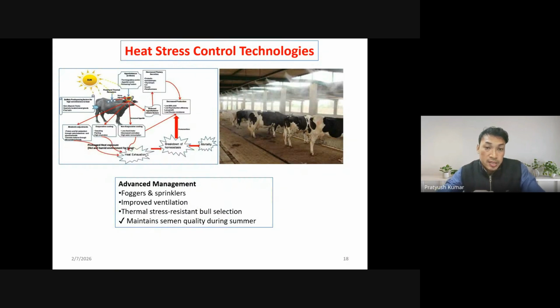I told you about the stresses, heat stress control. This is very important, mainly in the buffalo. Summer stress gives poor semen quality. For that, the bull semen station should be well equipped with foggers and sprinklers, improved ventilation, and thermal stress resistant bull selection, which will maintain semen quality during summer also.